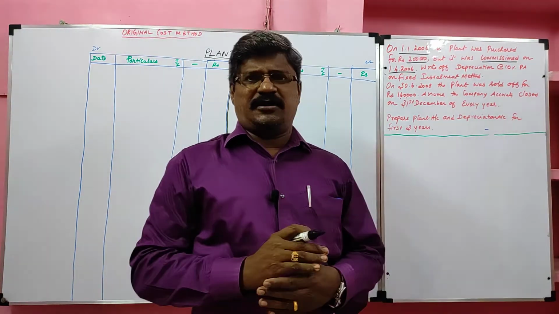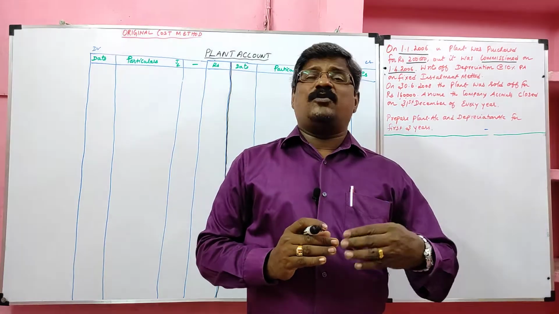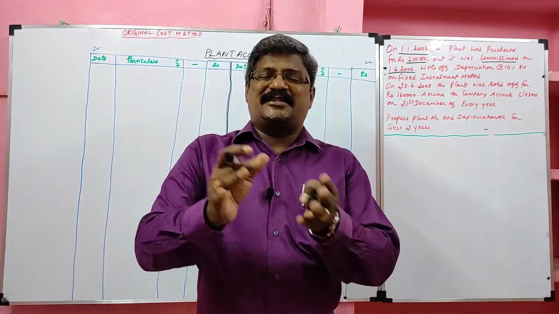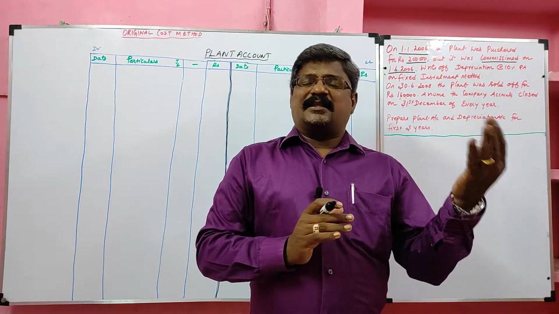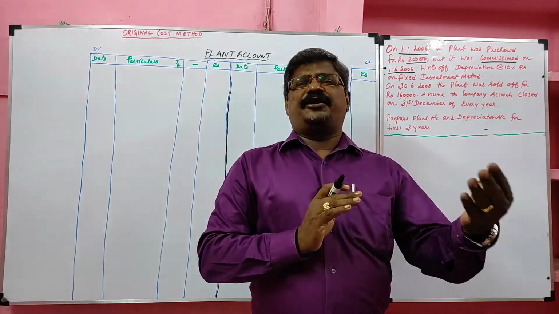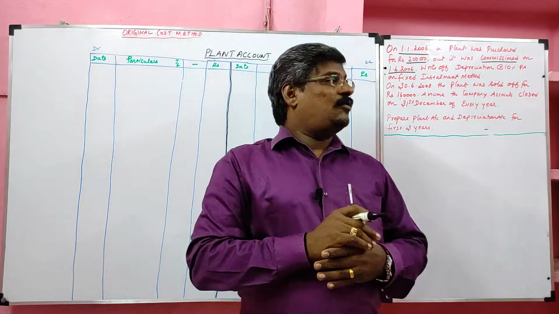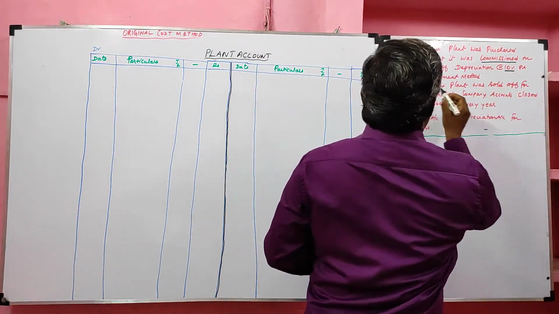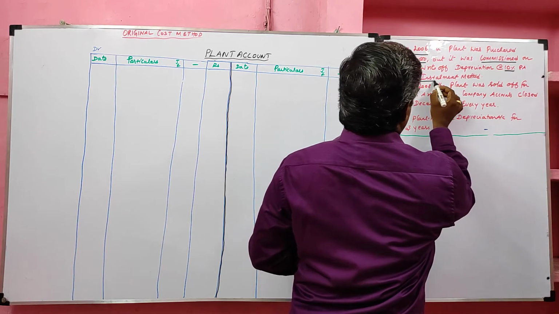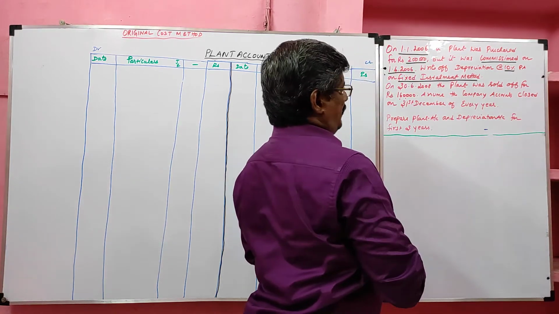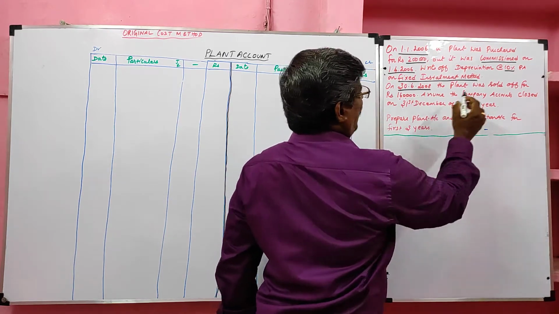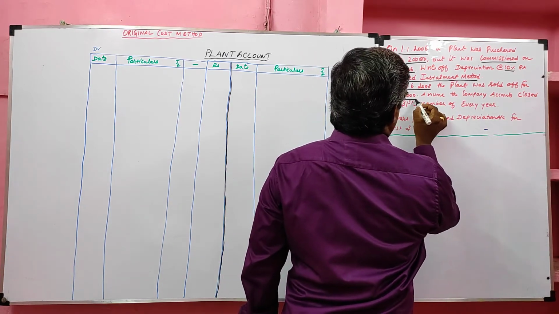What do you mean by commission? It was started to use. It was put in use on 1st April 2006. So the purchase date is different, and the started-to-use date is different. Write off depreciation at 10% per annum on fixed installment method. Fixed installment method means what? A straight line method. On 30th June 2008, the plant was sold off for rupees 1,60,000.